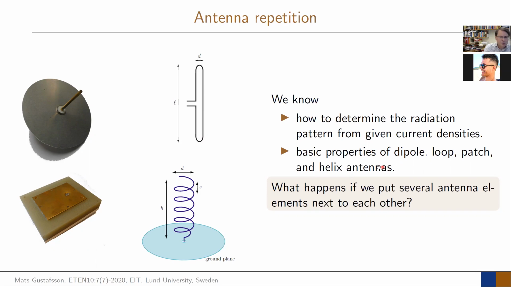We also learned about the basic properties of this dipole, droop antenna, patch antenna, helix antenna. How do they radiate? So we learned a little bit about the radiation patterns and so on. And now we're going to switch this and ask the question, what happens if I put several of these antenna elements next to each other? So I don't only have one patch antenna, I have two patch antennas, three patch antennas, I have many patch antennas. And I want to know, how do they radiate? And that is our array antennas.